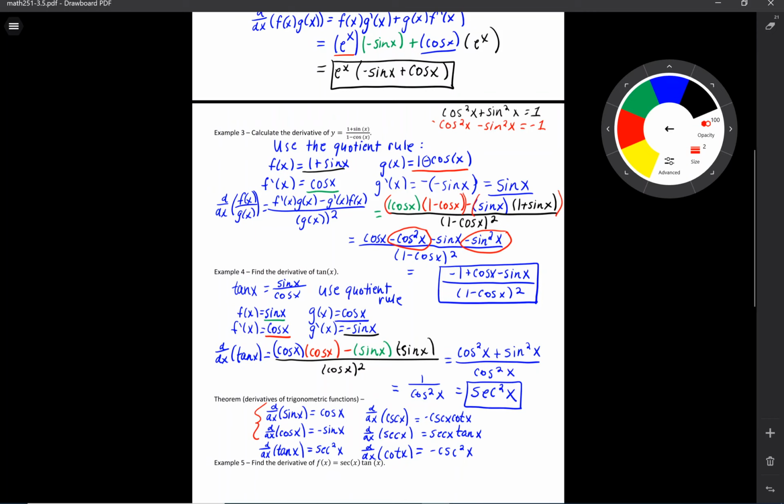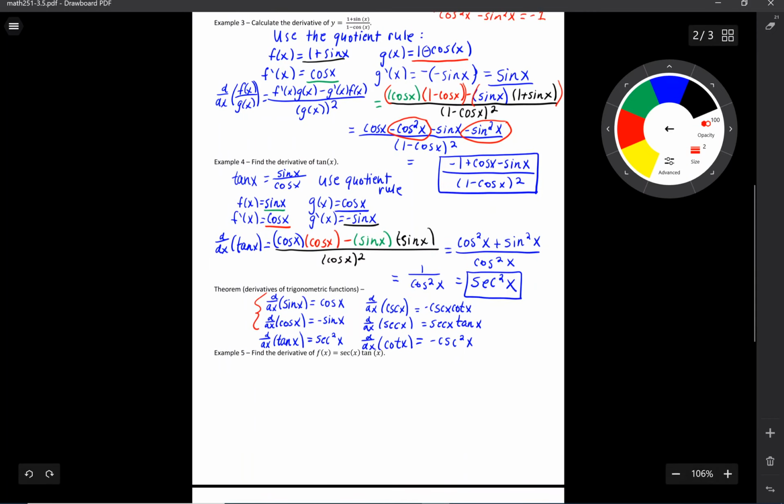So using this, let's try number 5, and actually I'd like for you to try number 5 on your own first. So find the derivative of secant x times tangent x. You'll have to use the product rule. Go ahead and give it a go. All right. So we are going to have to use the product rule here.